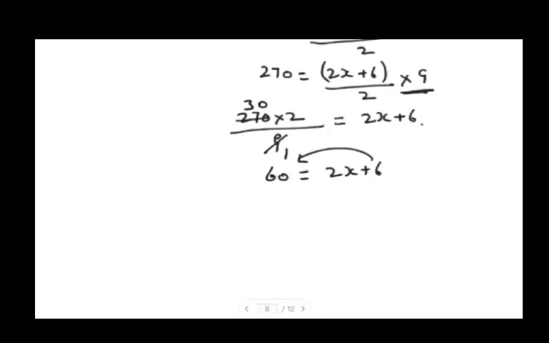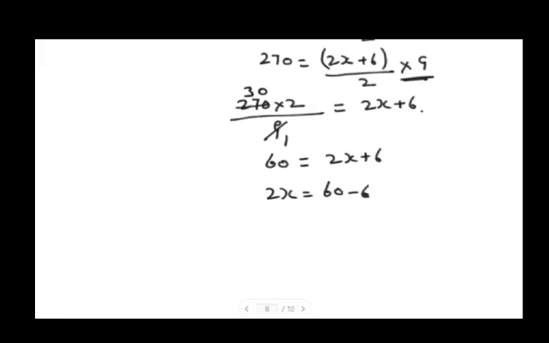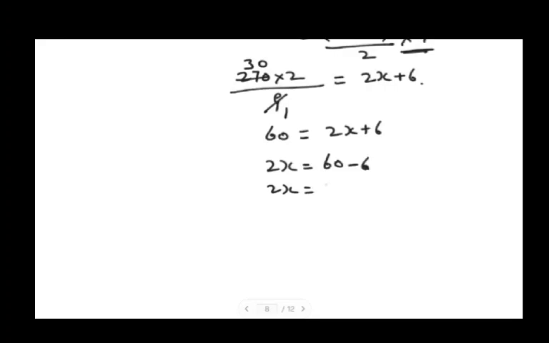If I take the 6 to the other side, it will become minus 6. So 2x is equal to 60 minus 6. 2x is equal to 54. Correct, children? So x is equal to 54 upon 2. 2 ones are 2, 2 twos are 4, 2 sevens are 14. So x is equal to 27 centimeters.